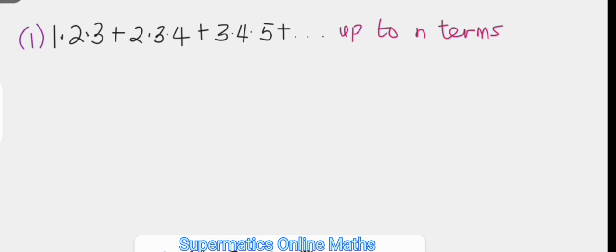Now let us find the sum of the series. Here is the first one. We want to find the sum of 1 times 2 times 3 plus 2 times 3 times 4 plus 3 times 4 times 5, that continues like that up to the nth term.